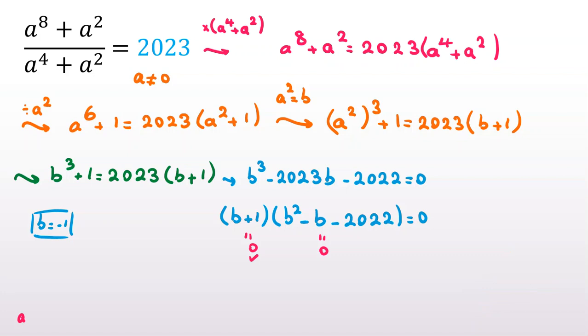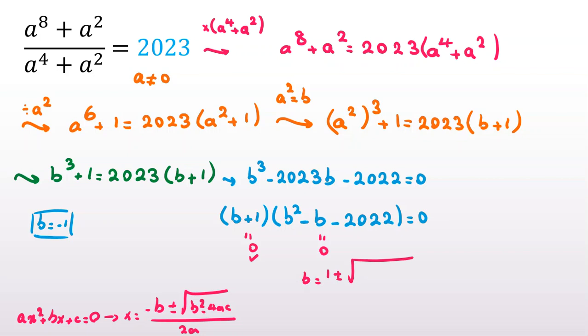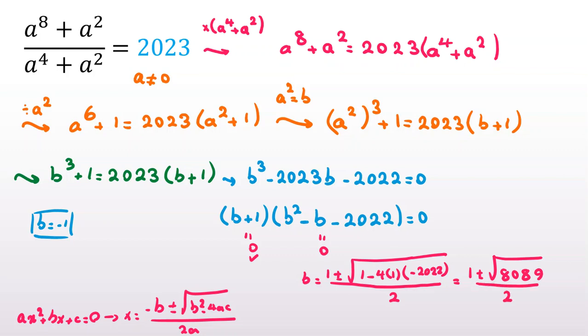If I have ax squared plus bx plus c equal to 0, then the answers are x equals negative b plus or minus the square root of b squared minus 4ac, all over 2a. Okay, so b equals 1 plus or minus the square root of 1 minus 4 times 1 times negative 2022, all over 2. That is 1 plus or minus root 8089, all over 2. Okay, so we found three answers for b, but a is a real number.